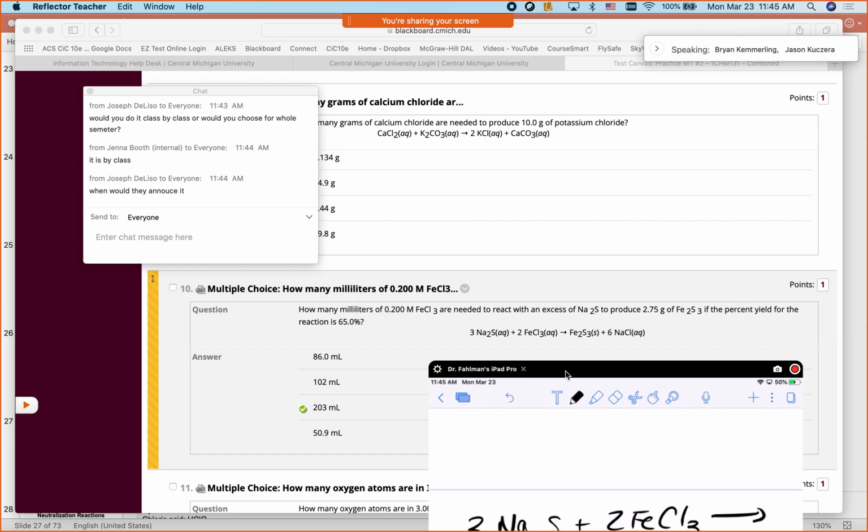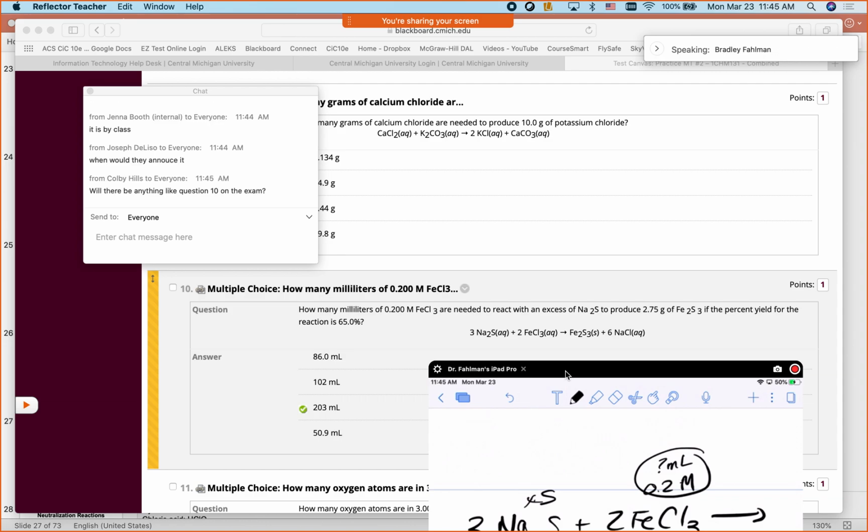Three plus 6 sodium chloride. Okay, so you're told you have excess of this, and then you have that of 0.2, and you want to know mils, and this 2.75 grams. Okay, and percent yield is 65%.